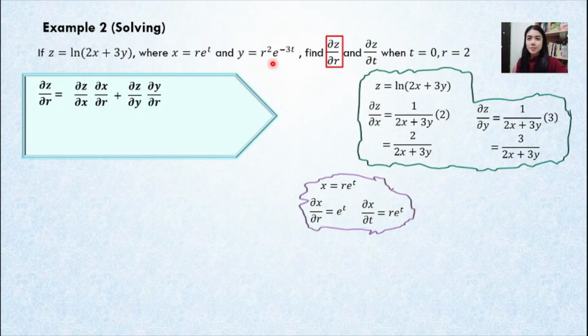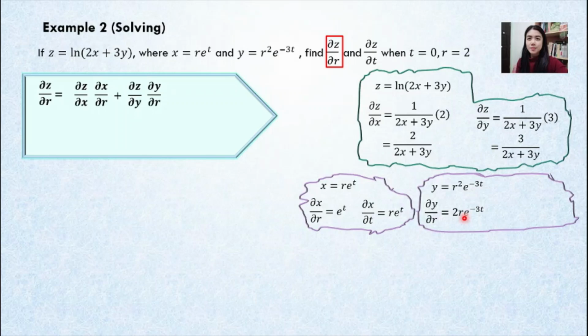Okay, then we go for the y. So for the equation of y, let's just find out the first order partial derivatives. Let's go for del y del r. For del y del r, you focus on r. So r squared, you differentiate, you have 2r, then multiply with the constant, that is e to the power of negative 3t.